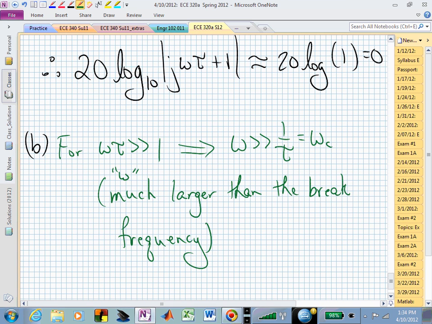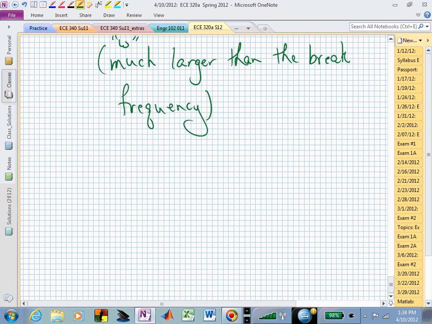If we had a pole at 20, then what we will consider to be much larger is a decade beyond that. And we would say, at 200, this approximation is okay. That's going to be our approximation. So if we have this situation, what does this look like now as an expression under this condition, when omega tau is much bigger than 1?